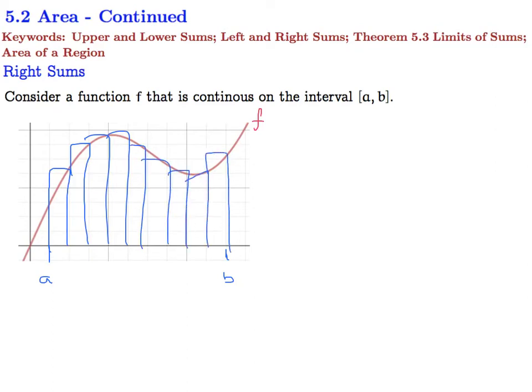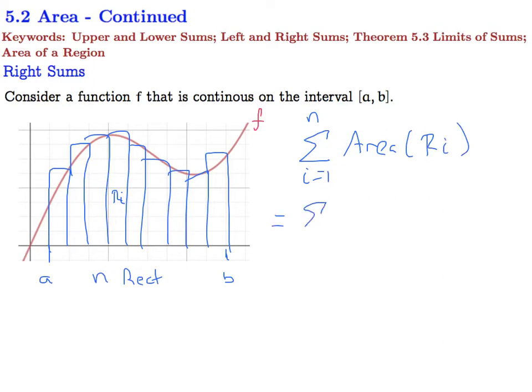Basically, we're going to make n rectangles, and we're going to call each one r sub i. We want to add from 1 to n the areas of all of these rectangles. So we need to figure out the height of each rectangle and multiply it by the width of each rectangle. We're going to do this in a certain way, so we're going to say that all widths are the same to make our lives easier.